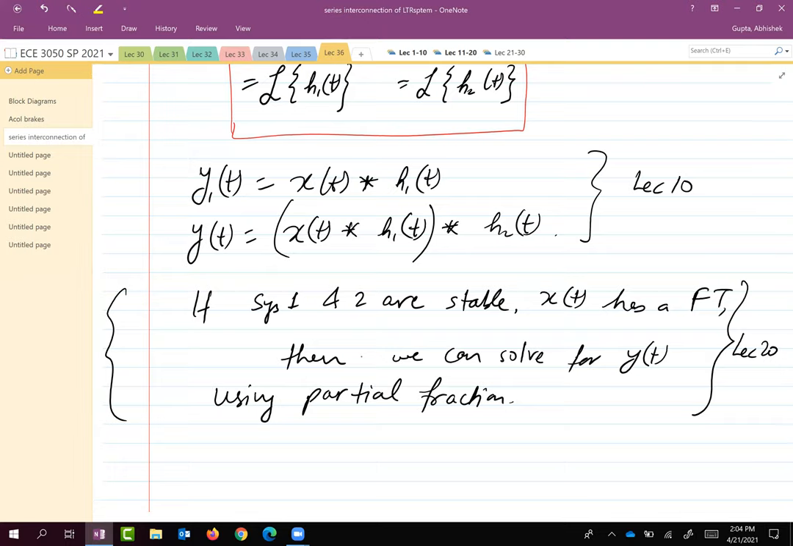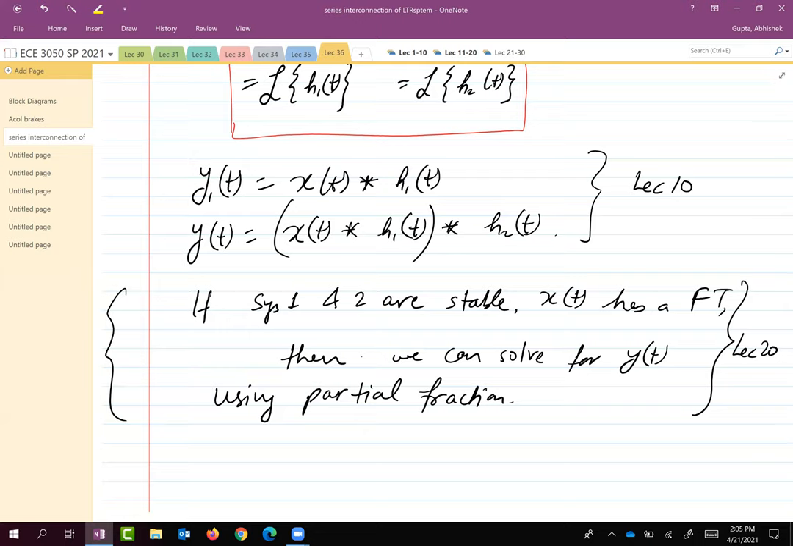Okay, so it's still restrictive. It still requires a lot of things to hold true, which creates a problem. A lot of signals don't have a Fourier transform because they may be exponentially growing, or system one or system two could be unstable, and therefore the Fourier transform of the impulse response is not defined. So we can't use the Fourier transform approach.